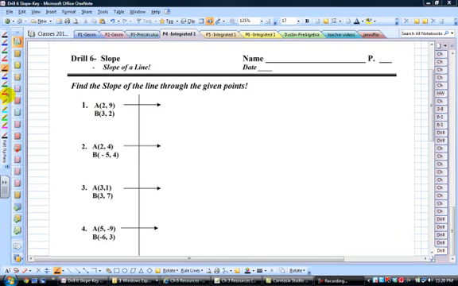We're going to get to drill 6 here, and it's all about slope of a line, okay? What we want to do is find the slope of the line given these points here. All right, so let's do this. Let's review the definition of slope first, okay?